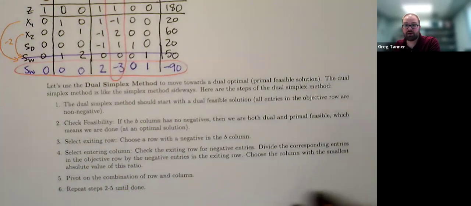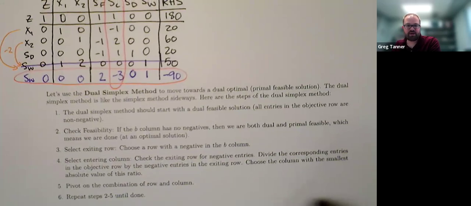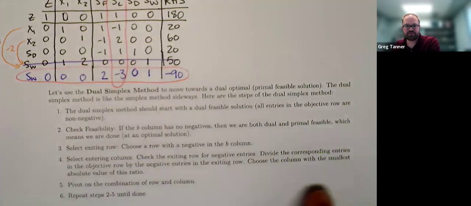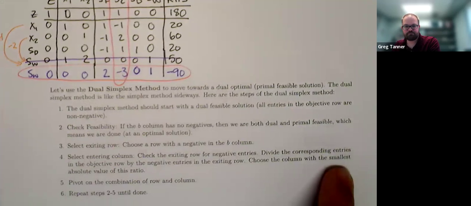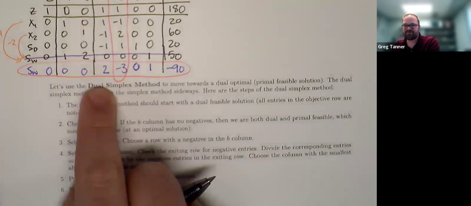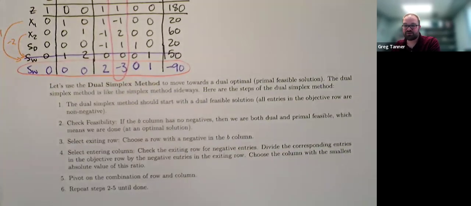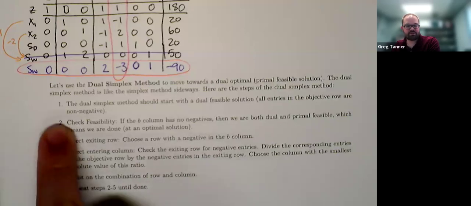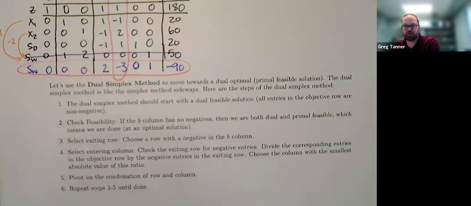But if you were to have more than one negative, you take the objective value divided by any of the corresponding negatives, and you choose the one with the smallest absolute value. They'll all be negatives because we're specifically choosing the negatives there, but you'll choose the one closest to 0. Then you pivot on that combination of row and column, and you repeat steps 2 through 5 until you reach primal feasibility, which would be dual optimality.